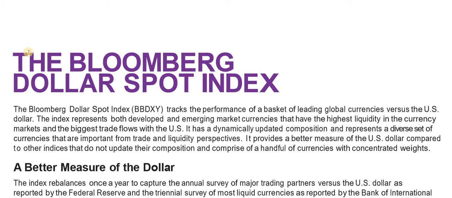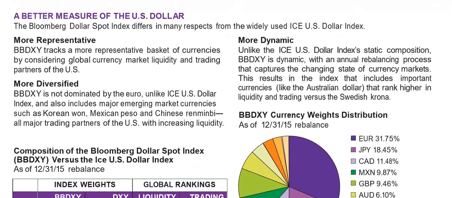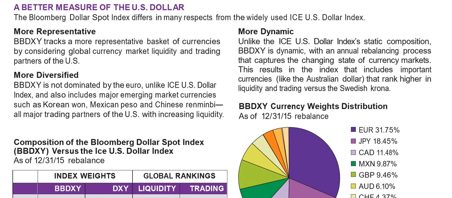Now, the Bloomberg dollar index is like this. If I go down, the Bloomberg dollar index is covering things like this. The Bloomberg dollar index differs in many aspects from the ICE US dollar index, which is also known as USDX or DXY for short. If we compare, first of all, the Bloomberg dollar index covers a lot more currencies than the USDX. Secondly, the Bloomberg dollar index is not dominated by the euro, whereas the ICE dollar index is totally dominated by the euro. It also includes emerging market currencies like the Chinese yuan.